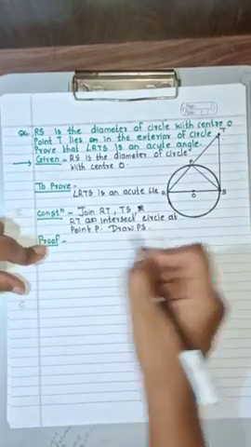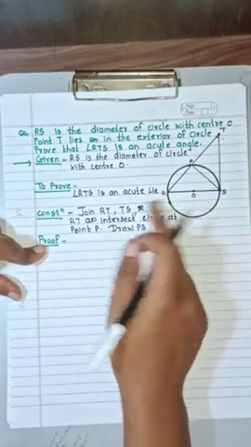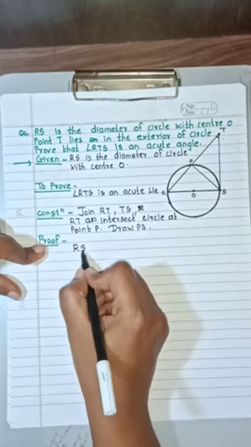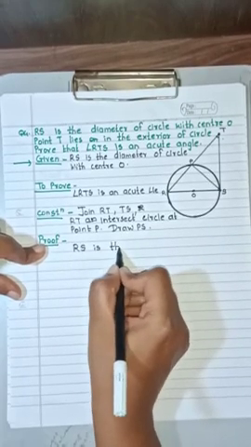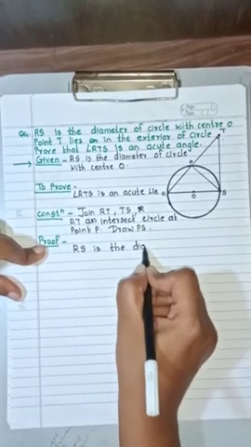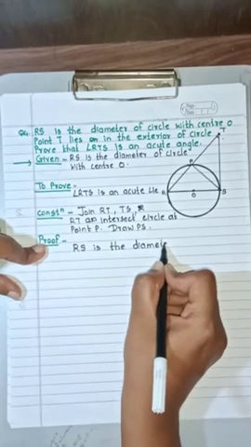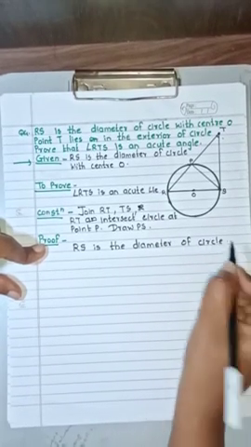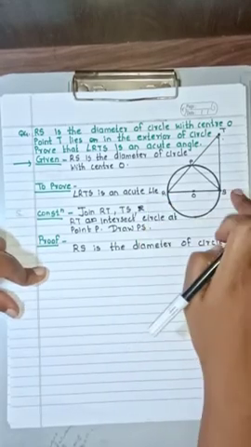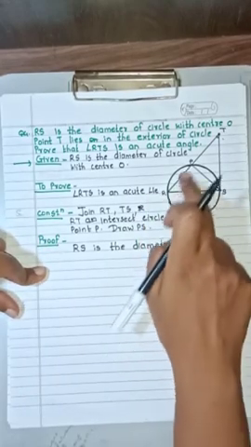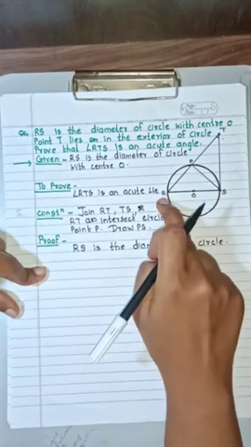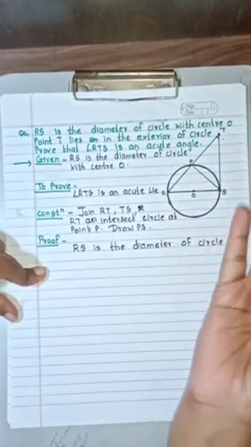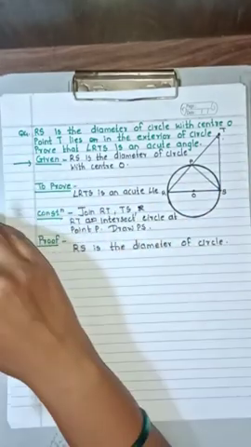Okay, now in the proof let us see. Now RS is the diameter of the circle. Now this angle RPS, you can see, is inscribed in a semicircle. Okay, an angle inscribed in a semicircle is a right angle. You have studied this in the properties in the last session.